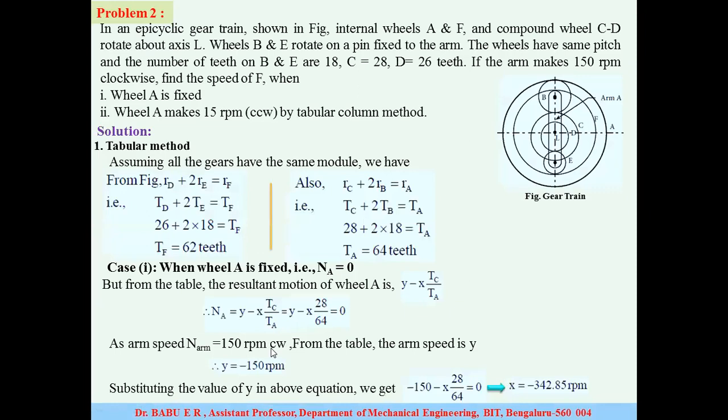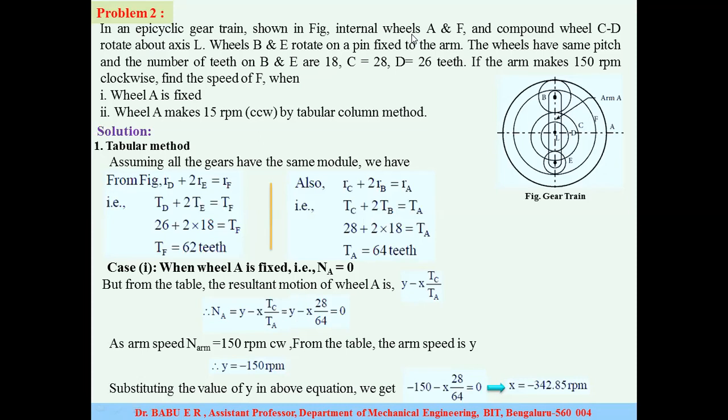Now let us see one more problem. In the epicyclic gear train shown in the figure, the internal wheels are A and F. Internal wheels are the gears which have the teeth internally. Instead of having external teeth, they have the teeth on the inner side. So here the two gears A and F have internal teeth, that is, the teeth on the inner side, meshing inside the gear.